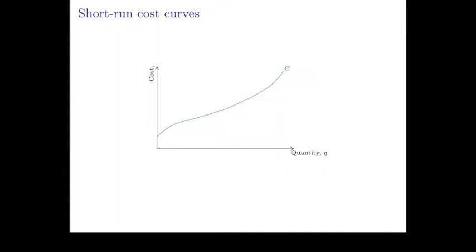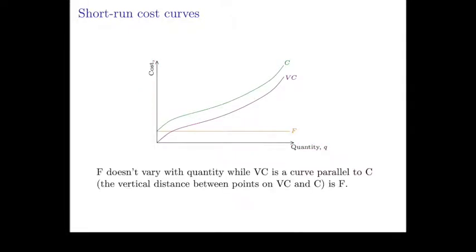It's convenient to be able to plot these cost functions, and we call them the cost curves. So in the short run, we're going to call these the short run cost curves. If we plot the cost function, we put the cost on the vertical axis and the quantity on the horizontal axis. As the quantity you produce increases, the cost, of course, is going to go up. What we can do is then split the cost into the fixed cost and the variable cost.